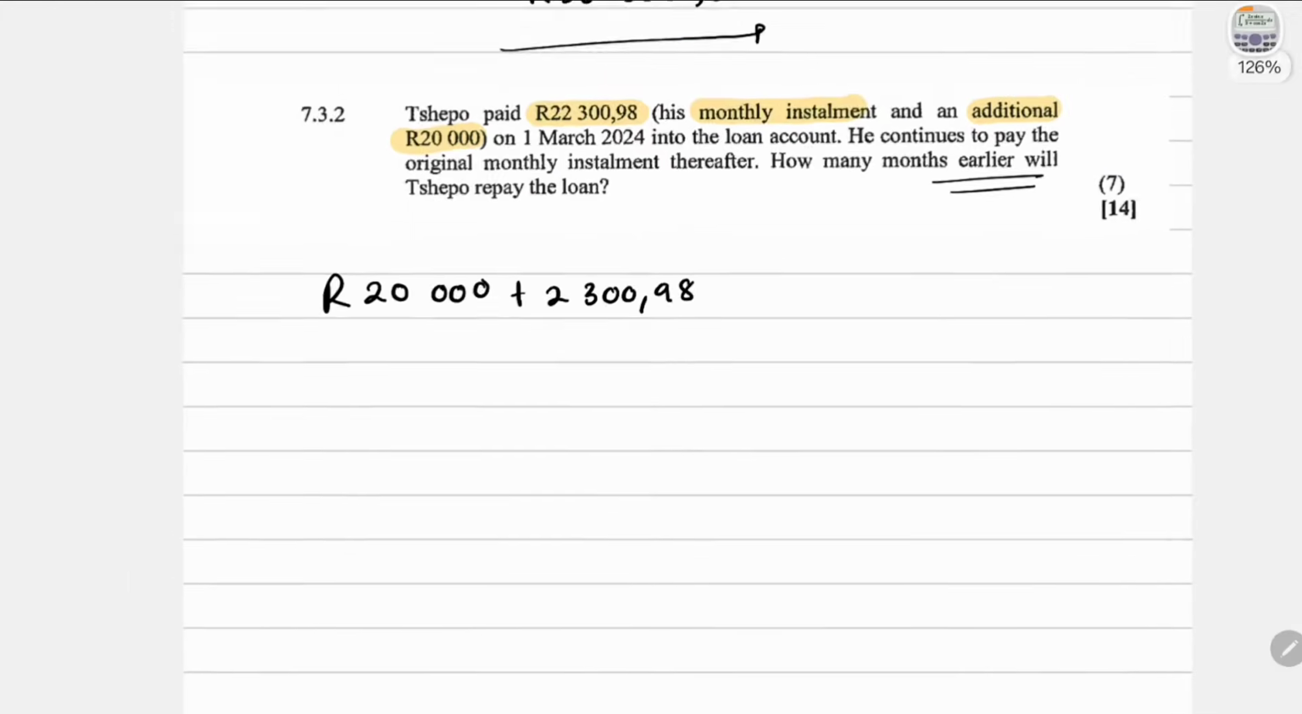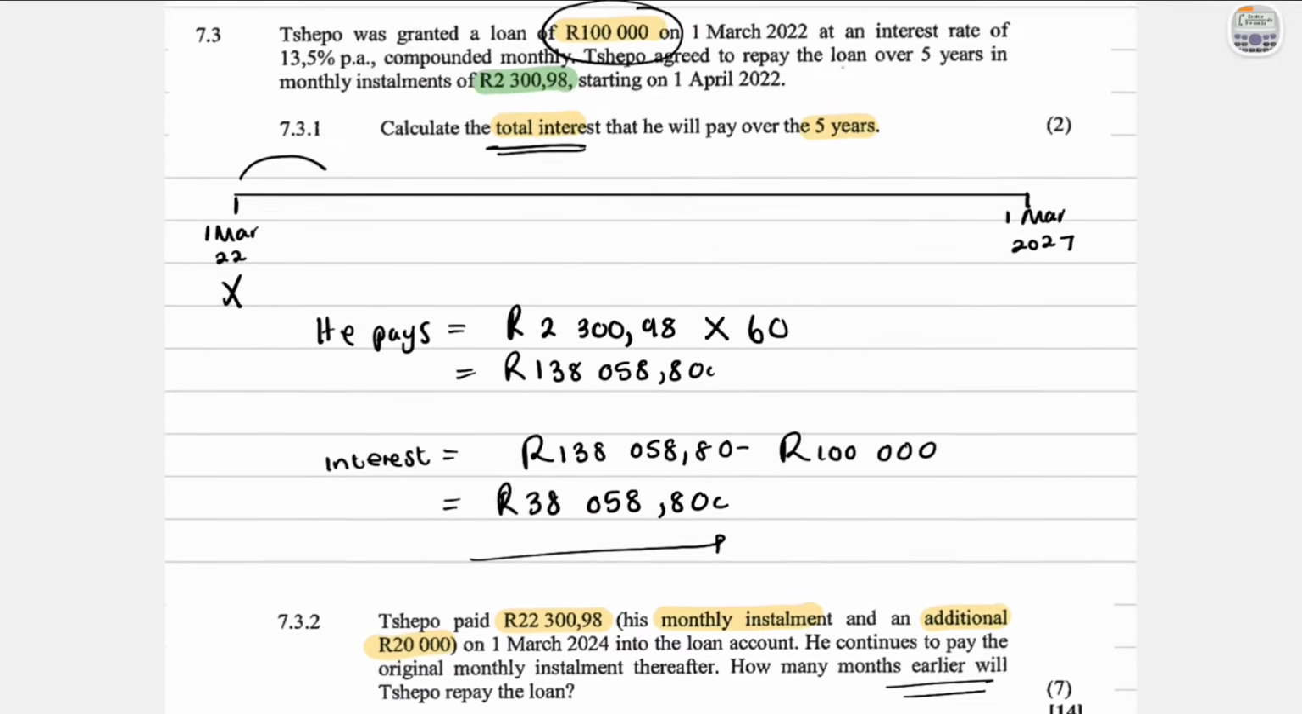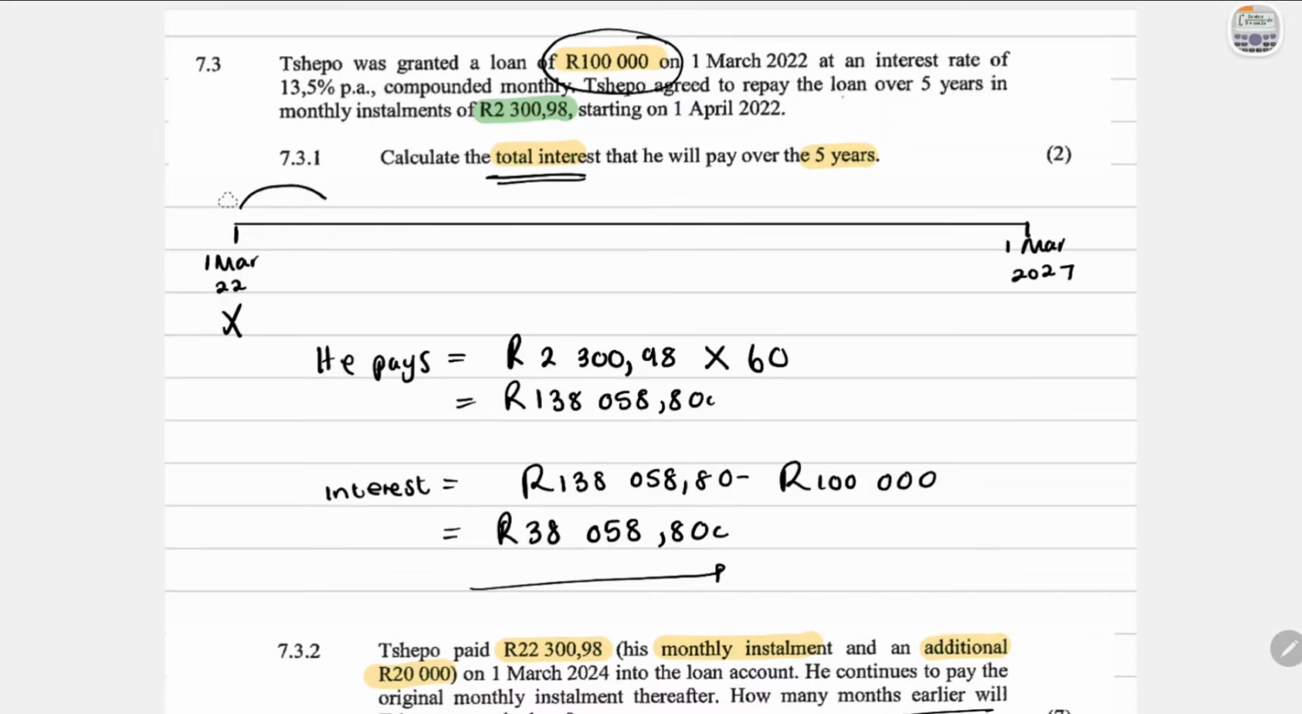Okay, so we can actually just look at this in the timeline and understand what's going on here quickly, because we need to find out how many months or how many years or months earlier he's going to finish paying off this loan.